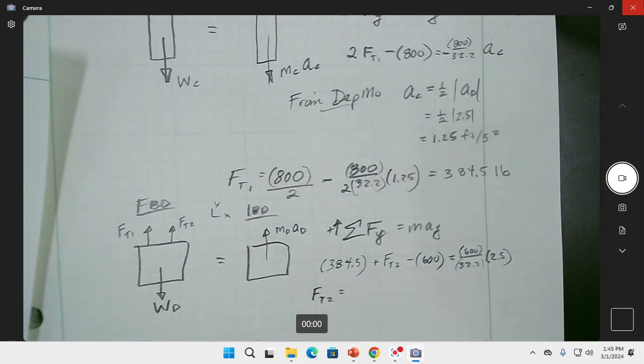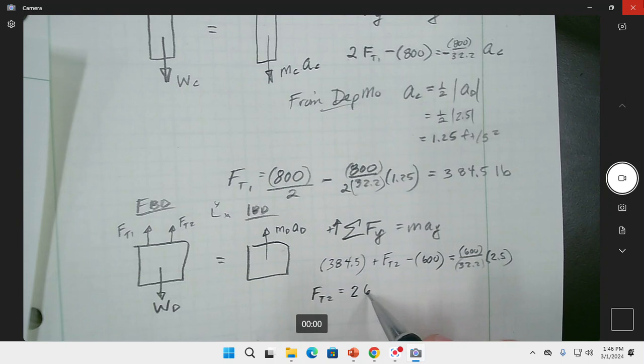So I'm going to, okay, 6, positive over the positive. And then we're going to go 600 divided by 32.2, times 2.5. Scared. I'm scared. 262.1.